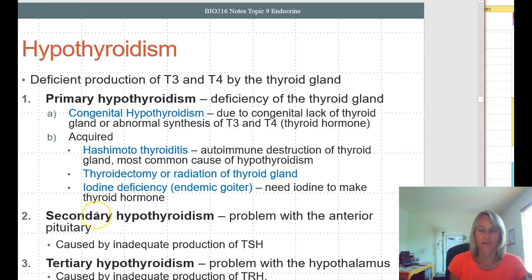Secondary hypothyroidism is when we have a problem with the anterior pituitary, and so this is going to be caused by inadequate production of TSH. And then if we have tertiary hypothyroidism, then we have inadequate production of TRH from the hypothalamus.